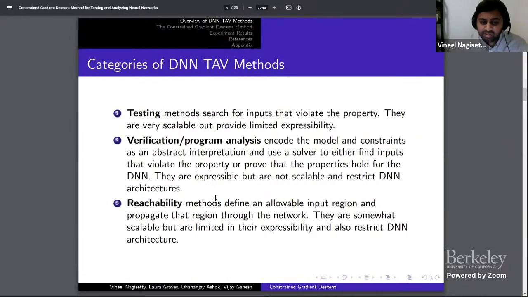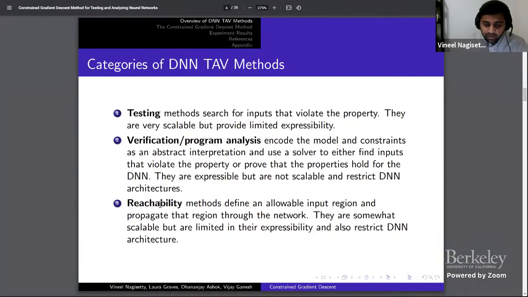The next category is verification and program analysis-based methods. These methods encode the DNN model into some symbolic form, usually a system of equations or some SMT or SAT encoding, and use a corresponding solver to either find inputs that violate a property or to prove that properties hold. They are expressible, but they're not scalable, at least the current ones. And they restrict the DNN architectures. Usually they restrict the type of activation function used to just be ReLU, or just one or two types of activation functions.